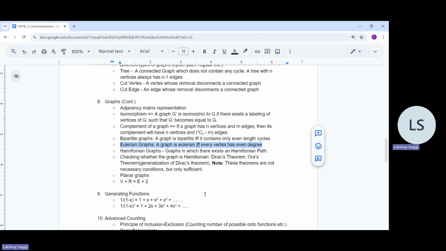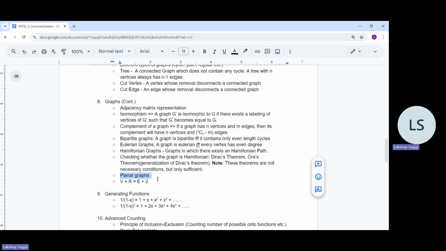But note that these theorems are not equivalent formulations of Hamiltonian graphs. These theorems are just sufficient conditions, but not necessary. A graph can be Hamiltonian even if it does not satisfy Dirac's theorem or Ore's theorem properties. But if it does satisfy Dirac's or Ore's theorem properties, then it will definitely be Hamiltonian. This is why these statements are just sufficient, but not necessary. And then we discuss what planar graphs are.